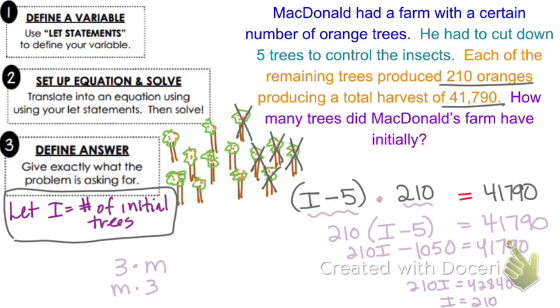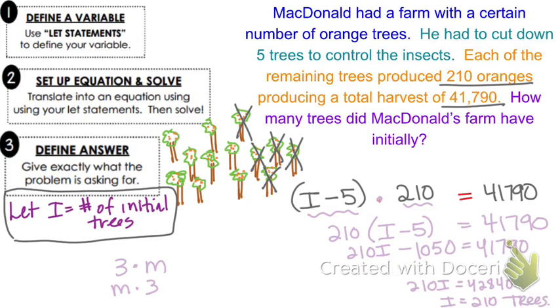So when I distribute and move things around, I see that I is 210. So if I look back to the question, how many trees did the farm have initially? Remember, I is the number of initial trees. So the answer would be 210 trees.